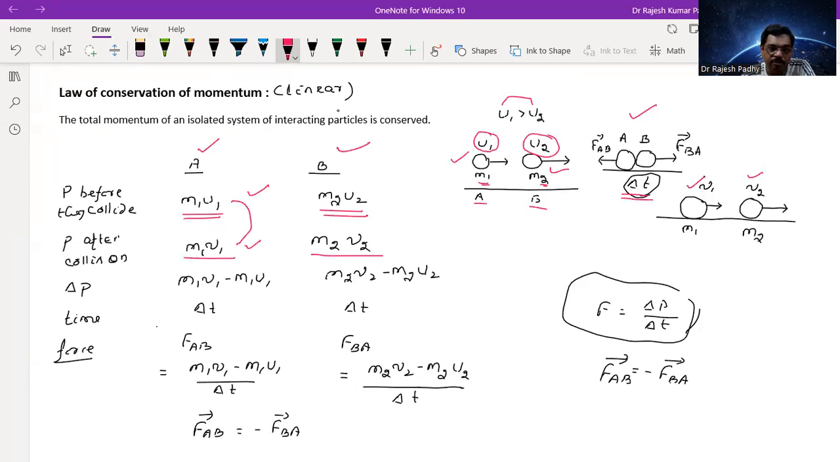The time during which this change in momentum took place is delta t, for both the same time. Hence, the force on A due to B, that is FAB, is the change in momentum of A per unit time, that is m1 v1 minus m1 u1 divided by delta t. Similarly, the force on B is m2 v2 minus m2 u2 by delta t. But according to Newton's third law, we know FAB is equal to negative FBA.